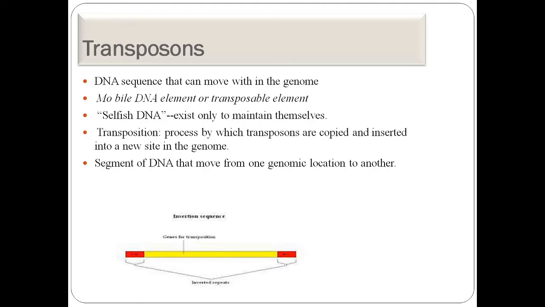Transposition is a process by which transposomes are copied and inserted into a new site in the genome. These are segments of DNA that move from one genomic location to another. Now in this slide you can see the yellow color is the genes for transposition and the red ones are the inverted repeats. So the structure of a transposome will always be where the gene is present and, on the sides of the gene, inverted terminal repeats will always be present. This is the structure of transposome.